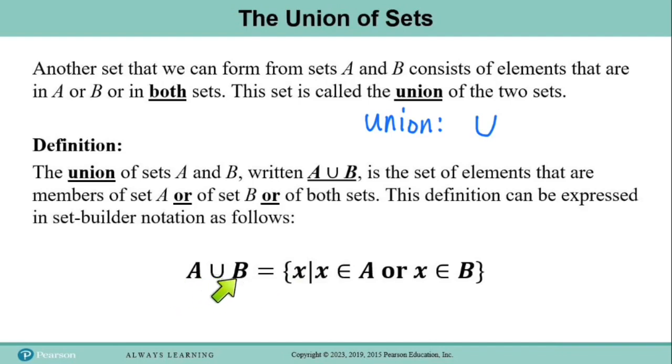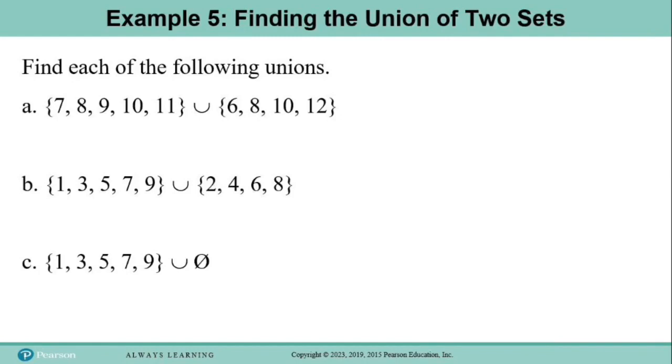A union B is the set of all elements X such that X is an element of A or X is an element of B. And in example 5, we'll practice finding the union of a few different sets. So in part A, we have the set containing 7, 8, 9, 10, and 11, union the set containing 6, 8, 10, 12. So one easy way to find the union is to list all the elements from the first set, so I'll go ahead and do that.